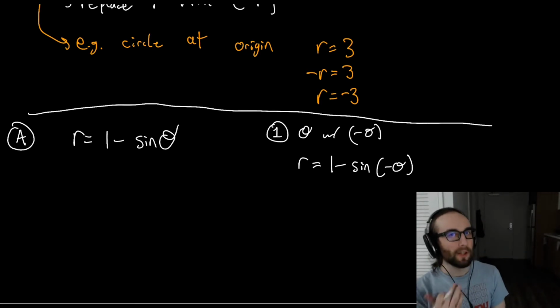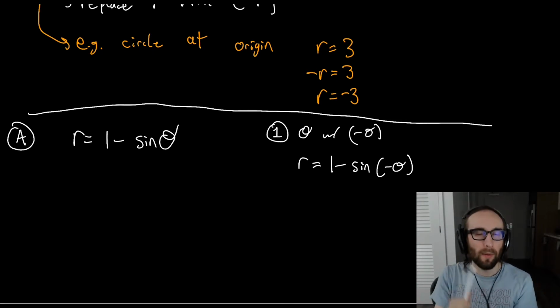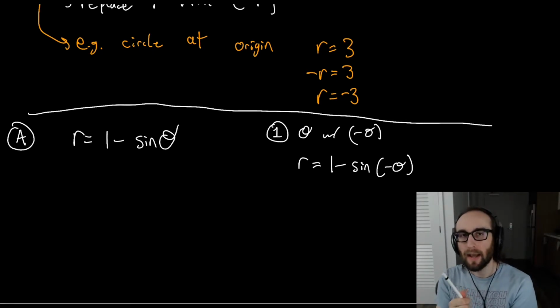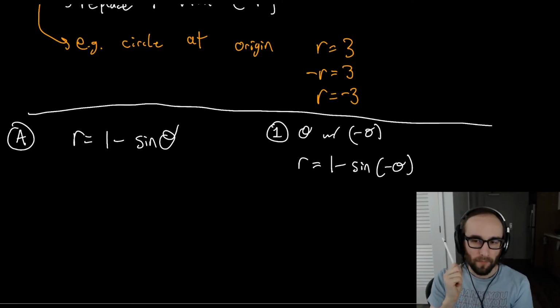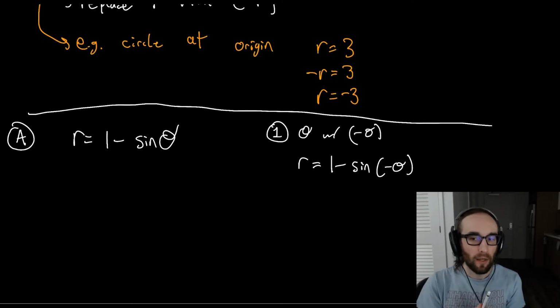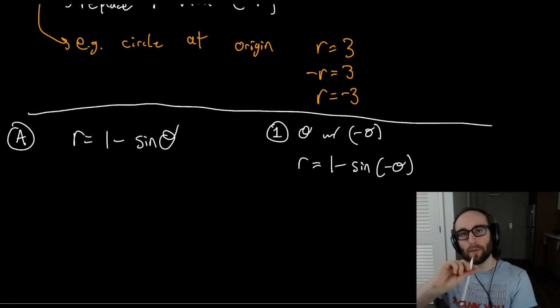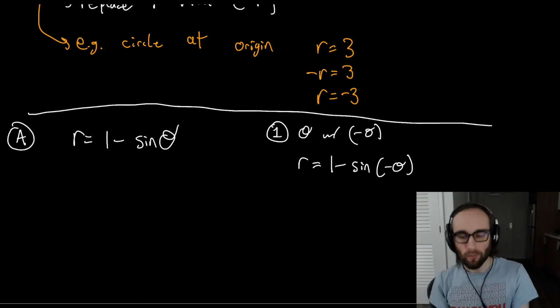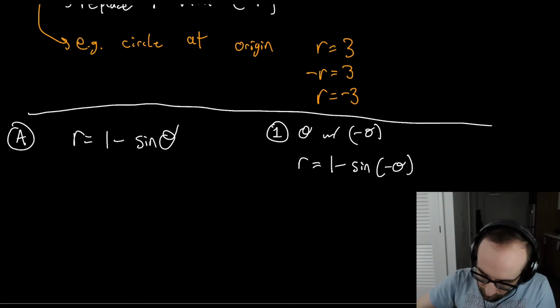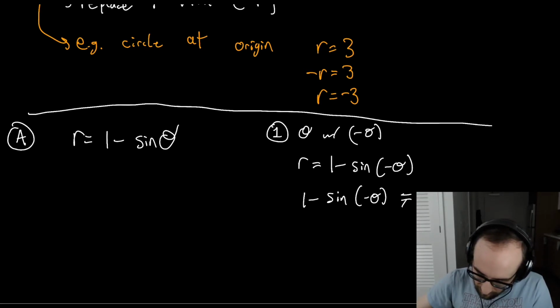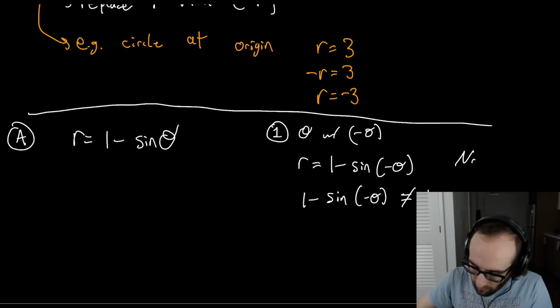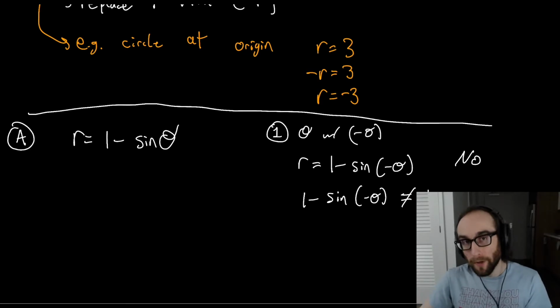Here, some of our even and odd properties are going to be helpful. If we think about our sine function and we plug in negative theta, we end up with a different sine value. If you had sine of pi over 2 and then you plugged in sine of negative pi over 2, instead of 1, you'll have negative 1. So what that means is that 1 minus sine of negative theta is not the same as 1 minus sine theta. So it's not symmetric across the polar axis.